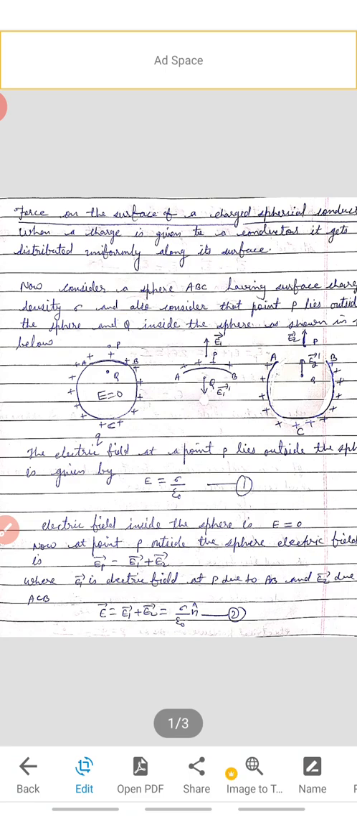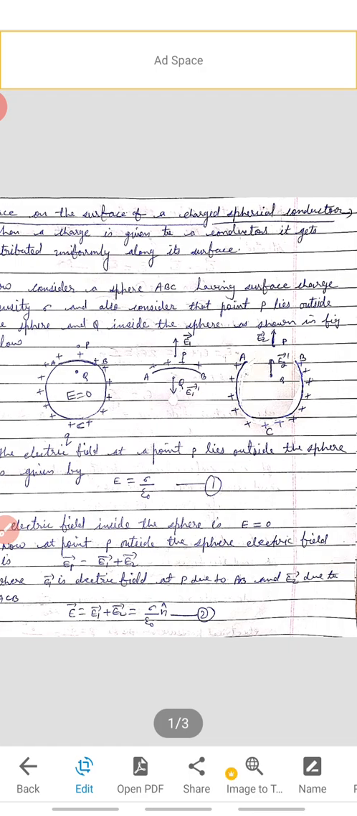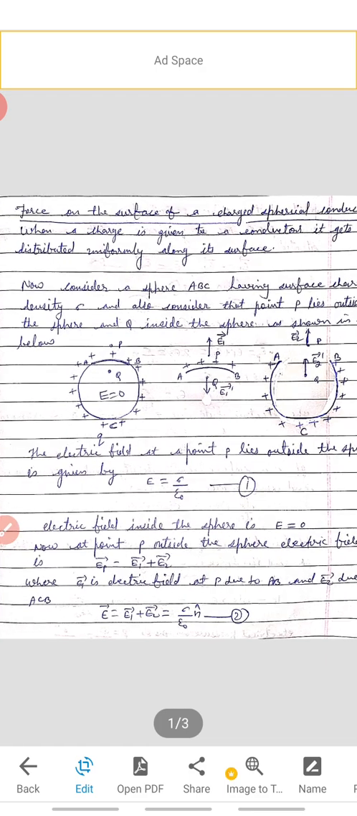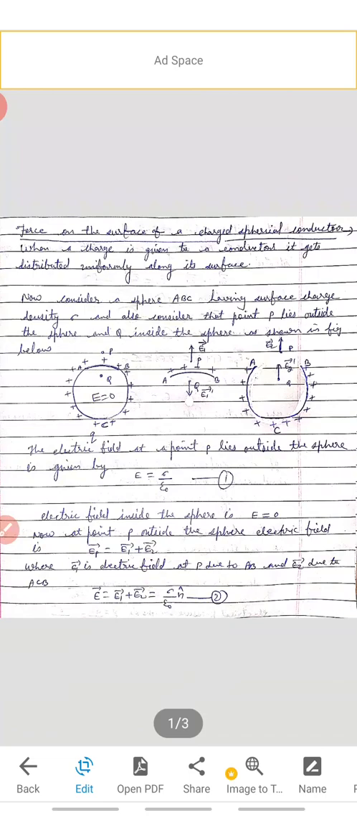Now at point P outside the sphere, the electric field is EP is equal to E1 plus E2, where E1 is the electric field at P due to AB and E2 is due to ACB. If we divide the sphere in two parts, first AB and second ACB, then the electric field at point P is EP is equal to E1 plus E2, and the resultant field is E is equal to sigma upon epsilon naught n cap.